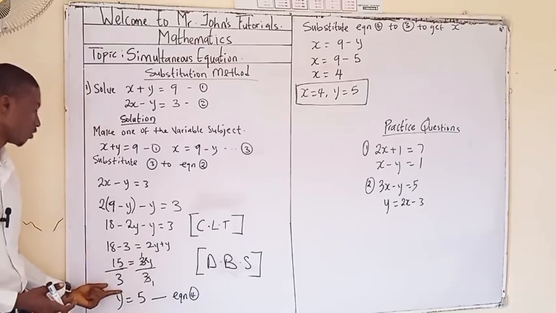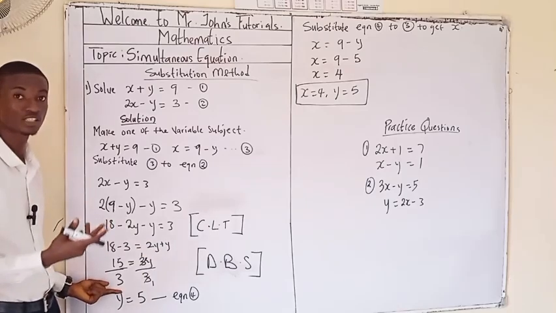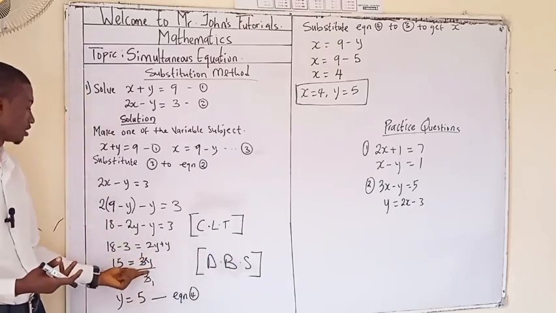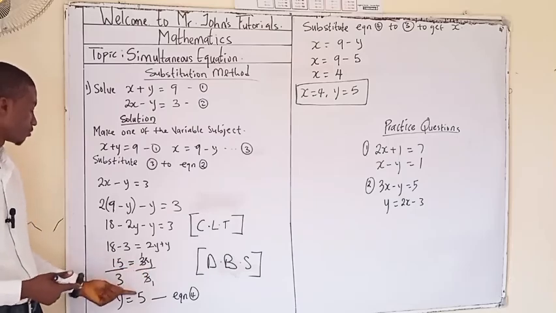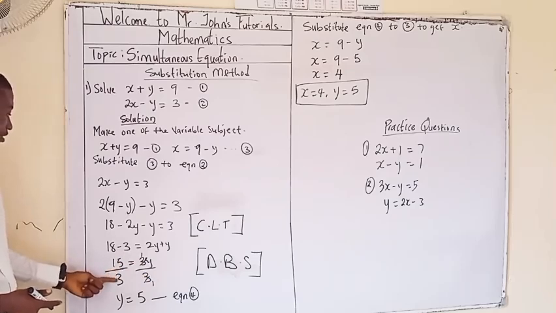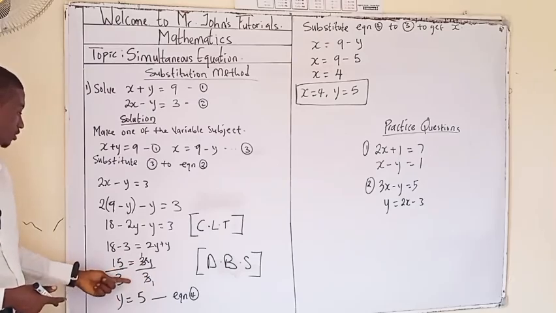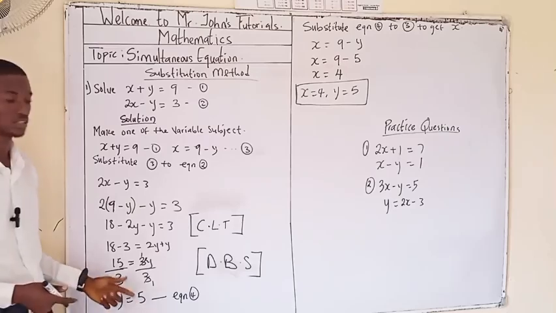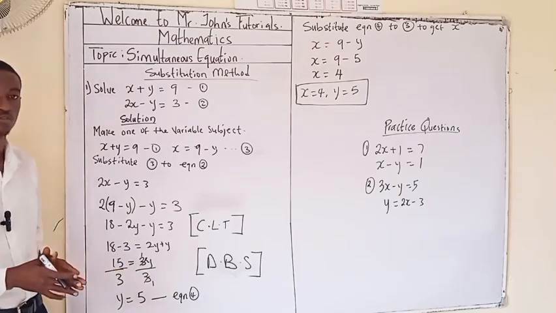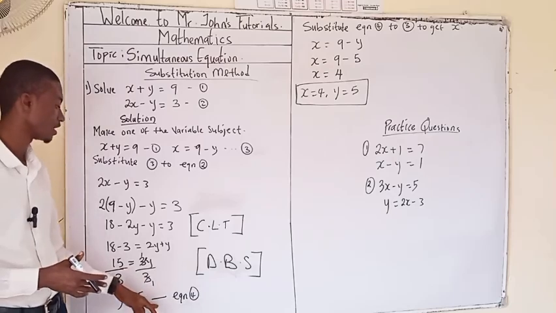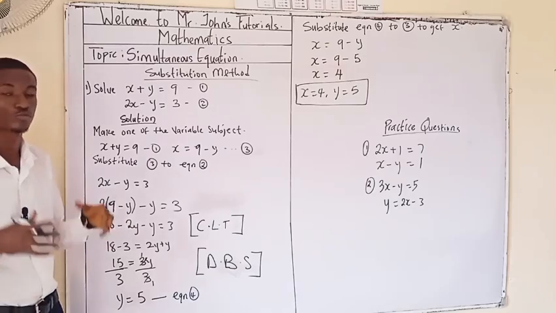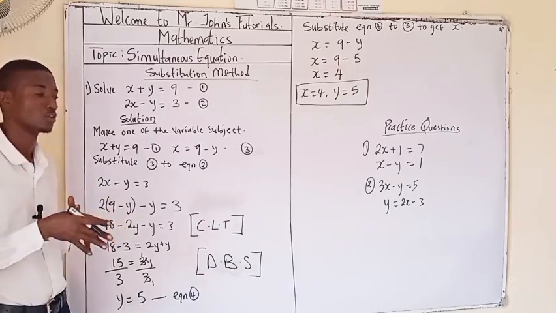So from this point, what we do is to divide both sides by the coefficient of y, which is 3. So when we divide both sides by the coefficient of y, 3 will cancel out 3, and we're going to be left with 15 divided by 3. So our y is equal to 5. 15 divided by 3 is 5. So we have solved for y. We have found the solution for y. So we tag this solution for y equation 4. So this equation 4 is what we are going to use to find the solution to our x.